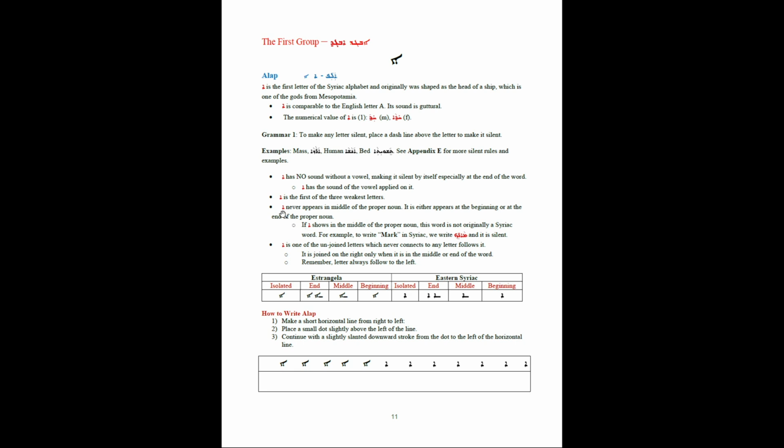Alap is one of those unjoined letters, meaning it does not join from the left side. And it also never appears in the middle of a proper noun. That is very important, because in other nouns Alap could be in the middle. So when it's a proper noun, you cannot have Alap in the middle. So what happens to the sound of ah in a proper noun? Well, that is going to be part of the vowel, and we're going to represent it with the skapa on a letter for that sound.